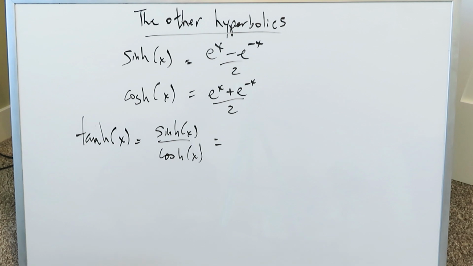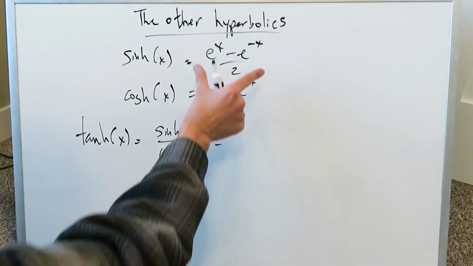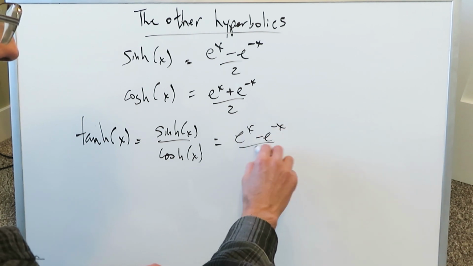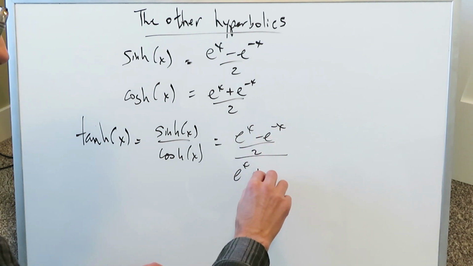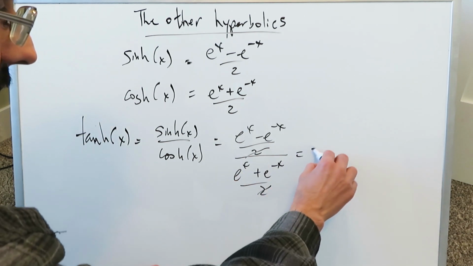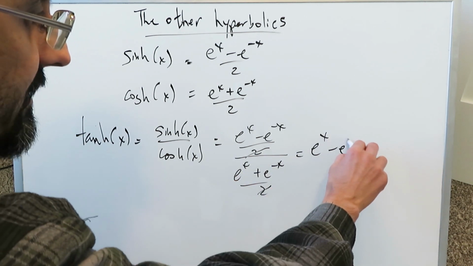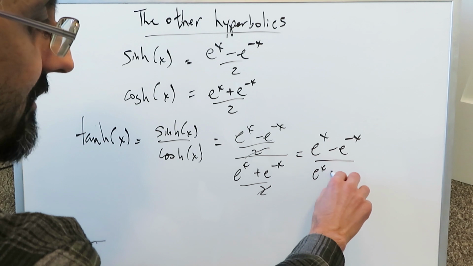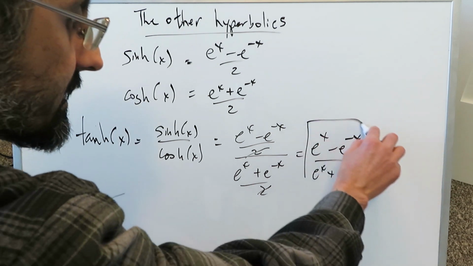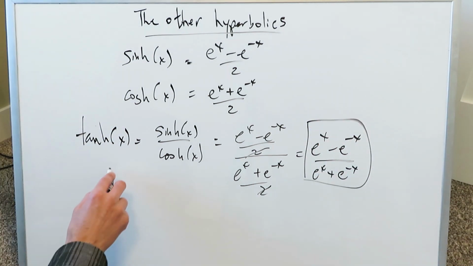In terms of the definition of this, you can just take this and divide it by this. You'll have e to the x minus e to the minus x over 2 divided by e to the x plus e to the minus x over 2. These 2's cancel out. You end up with e to the x minus e to the minus x over e to the x plus e to the minus x. That right there is a definition which you should know for the hyperbolic tangent. And it's very interesting to know that.